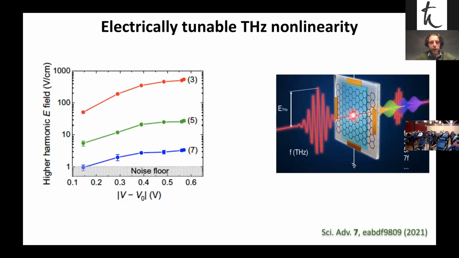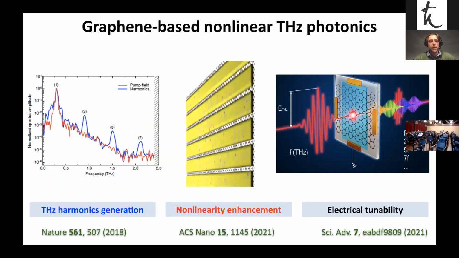So just to flash this very quickly, you can also tune this electrically by gating the graphene, thereby changing the Fermi energy. And we've shown that both for the 3rd, the 5th, and the 7th harmonic, you can change the amount of harmonic that you can generate by almost an order of magnitude. So we have quite a nice toolbox with this graphene, especially together with this grating, where we have this metamaterial, where we can generate harmonics, we can tune the harmonics, and we have very large efficiencies of harmonic generation.